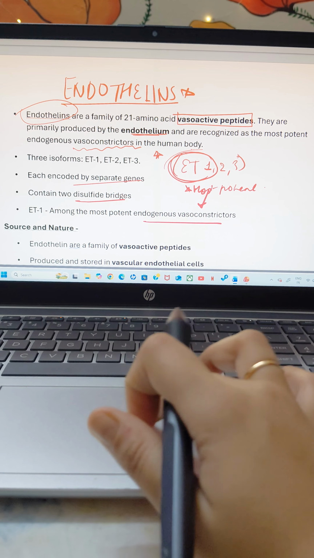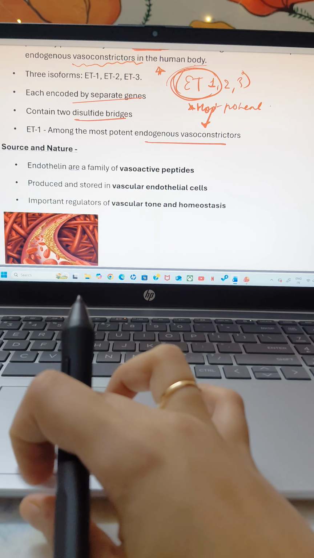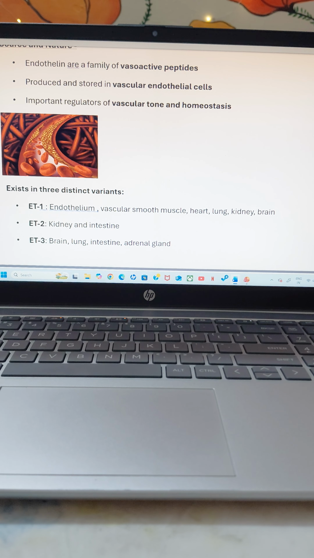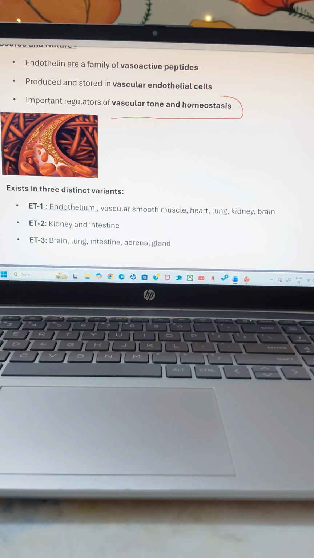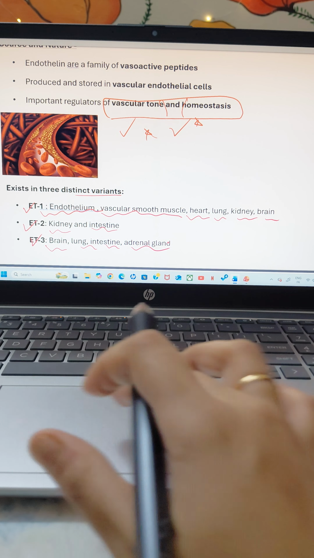If we talk about the source and nature of endothelins, as we have discussed earlier, it is a vasoactive peptide produced and stored in vascular endothelial cells and has an important regulatory action in maintaining vascular tone and homeostasis. We know this function. Of the three isoforms, endothelin 1 is found in endothelium, vascular smooth muscles, heart, lung, kidney and brain. Endothelin 2 is found in kidney and intestine, whereas endothelin 3 is found in brain, lung, intestine and adrenal gland.